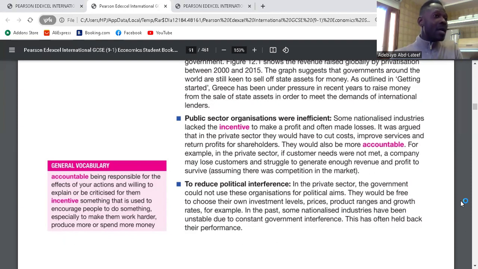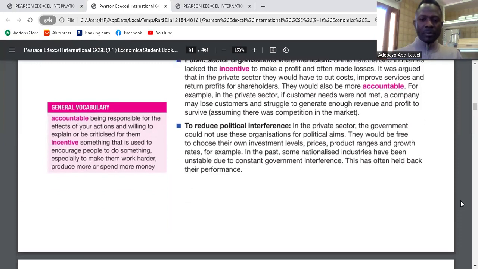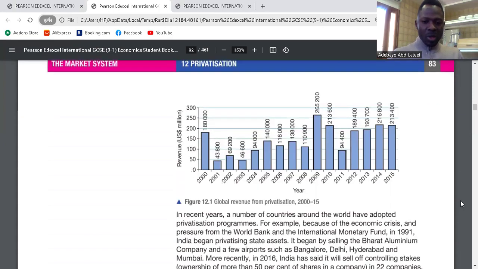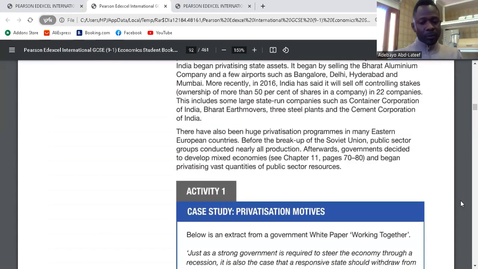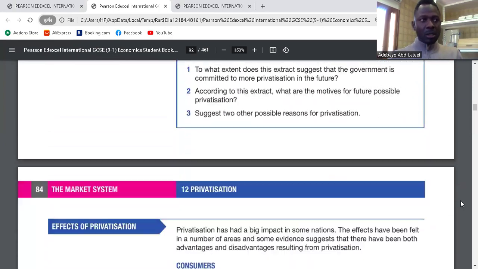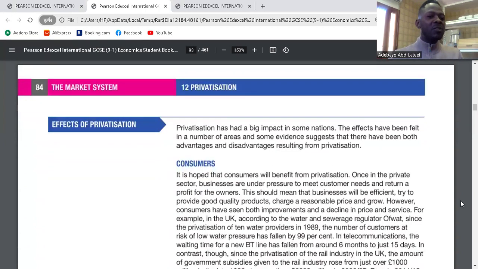That's another reason why there's always privatization. So all those strategic businesses will be left in the hands of the private sector. So as soon as a new government comes, he or she will not be able to dabble into the affairs of those organizations. Is it clear? So we go down. So that's the case study. Then we go to effects of privatization.